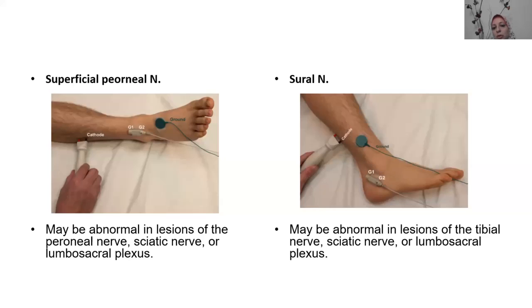And for the sural nerve, we record behind the lateral malleolus and stimulate at the posterolateral side of the calf, 14 centimeters also above the recording site. It will be abnormal in lesion of the tibial, sciatic, or lumbosacral plexus. For both nerves, we use a 14 centimeter distance, but the distance may vary between individuals according to the length of the limb.